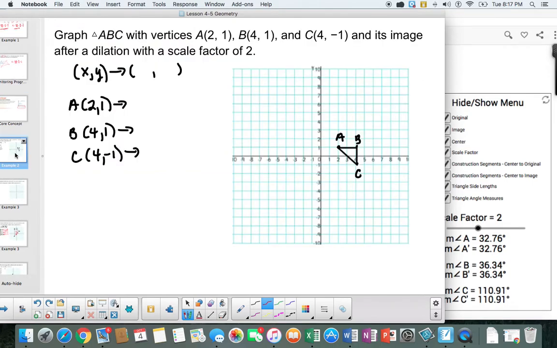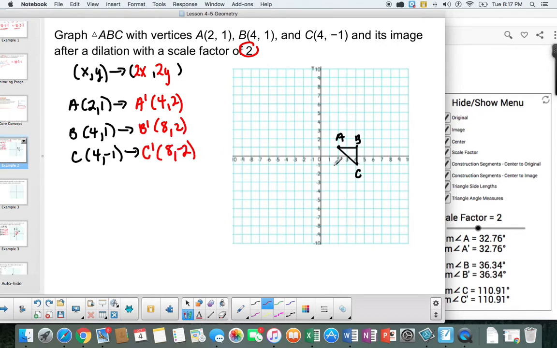All right, so let me demonstrate how we go about doing a dilation with a scale factor of 2. So we're going to say 2x and 2y. This is the rule. A prime will now be multiplied by 2, 4 comma 2. B prime will be multiplied by 2, 8 comma 2. C prime will be 8 comma negative 2.